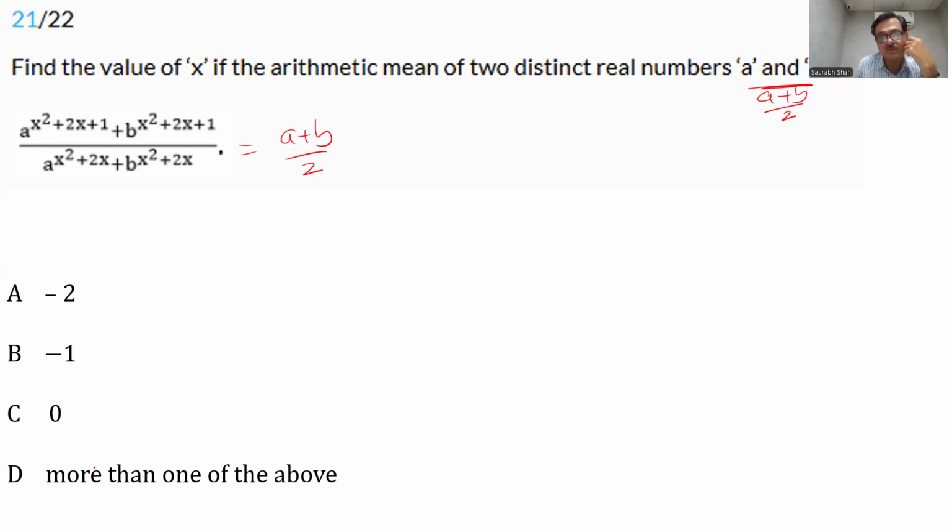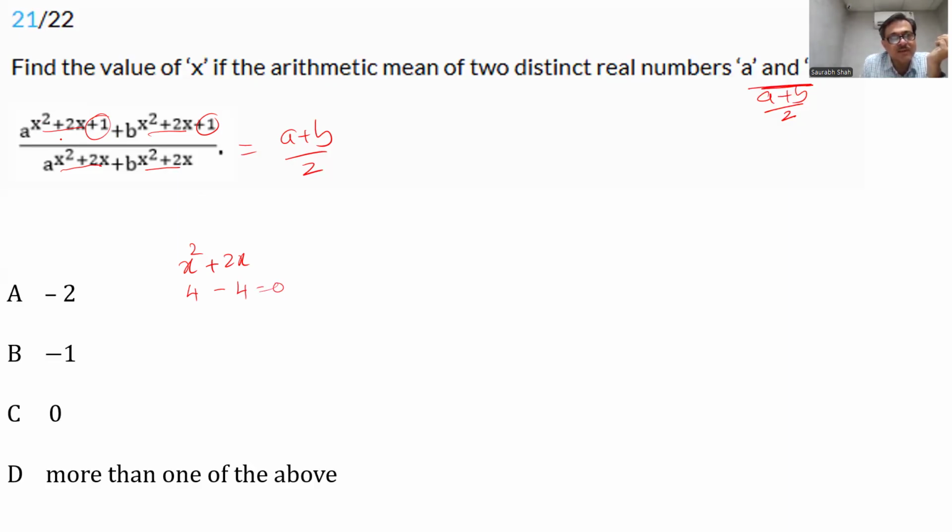Option D is a very dangerous option. More than one of the above. We'll have to try all the options. And again, I'm saying this is a dangerous situation, but let's see what happens. First, let's try to put x is equal to -2. So we have -2 square. We can simplify also, but the only difference here is x square plus 2x, x square plus 2x, and plus 1 here. So let's calculate x square plus 2x. -2 square is 4. 4 plus 2 into -2 is -4. That becomes 0. X square plus 2x becomes 0.